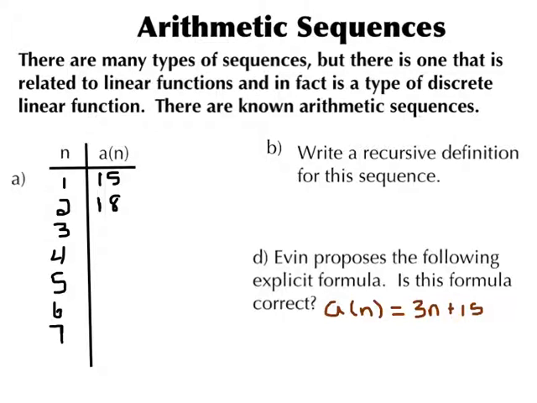There are many types of sequences, but there is one that is related to linear functions and in fact is a type of discrete linear function. They are known as arithmetic sequences. So arithmetic sequences go with the word linear functions, making sure that you understand that these functions that we're dealing with will create a linear line.